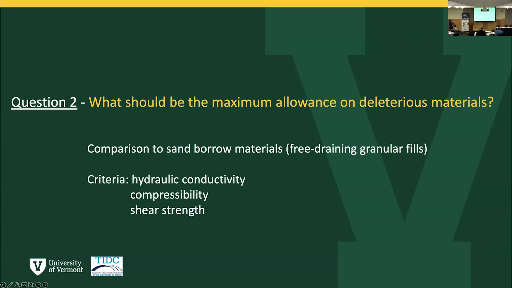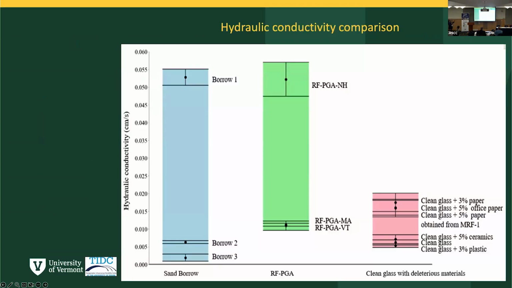For 5 minutes. So then we did a bunch of testing to figure out the hydraulic conductivity, compressibility, and shear strength. I'll just spend a minute on hydraulic conductivity. We also obtained 3 different actual borrow soils used in Vermont. One of them is from a New Hampshire quarry. And the permeability, or hydraulic conductivity, results from the 3 different soils are here. For borrow 1, it went from 0.05 to 0.055 centimeter per second.